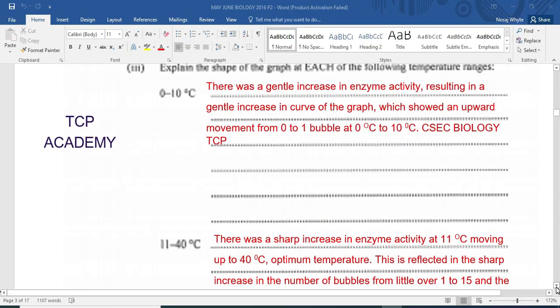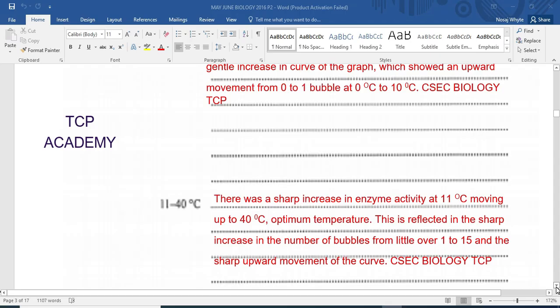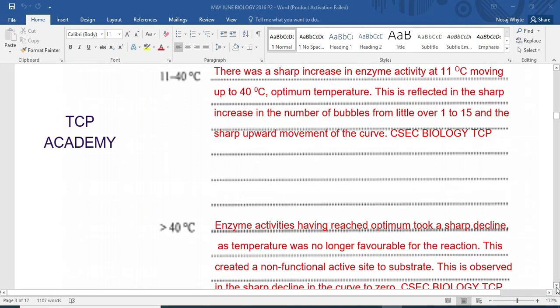And of course, that resulted in a movement up to 40 degrees Celsius, which was, of course, the optimum temperature. Now, this is reflected in the sharp increase in the number of bubbles from a little over 1 bubble to 15, and the sharp upward movement of the curve. So you're seeing that the enzyme there had a sharp increase in activity, and wow, we moved from 1 right up to 15.